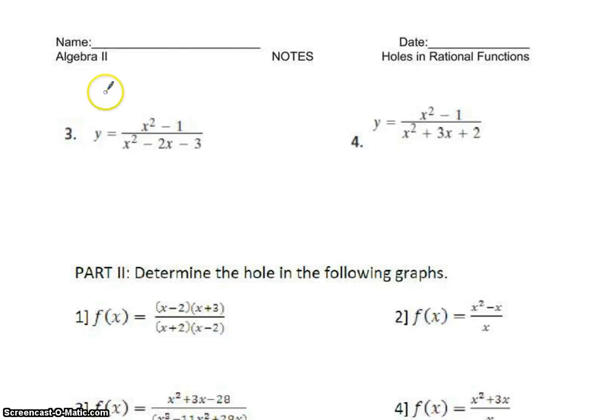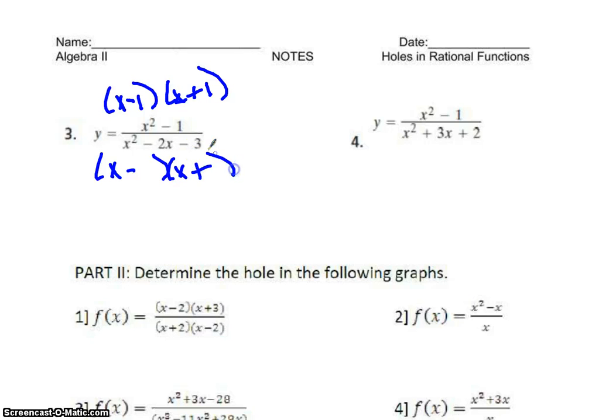So you want to factor if you can. So this becomes x minus 1 and x plus 1. This becomes x minus and x plus, factors of 3 that give you 2. It's going to be 3 and 1. Okay, you have an x plus 1 that's going to cancel. That means that you have a hole at x is equal to negative 1. The hole came because this is going to cancel.